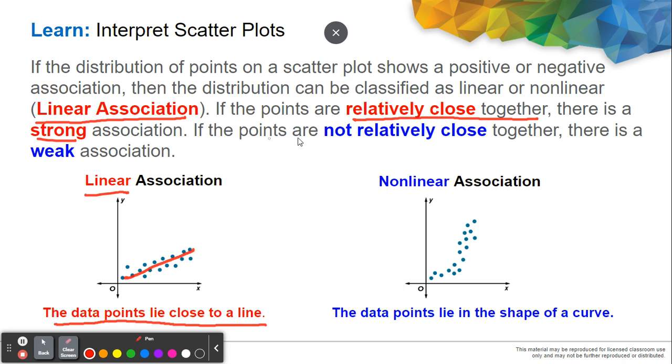If the points are not relatively close together, there is a weak association. For nonlinear association, the data points lie in the shape of a curve, like for this one. They form a curve. So linear and nonlinear can be classified as strong or weak association. You have to remember to take a look at how close the points are to one another.